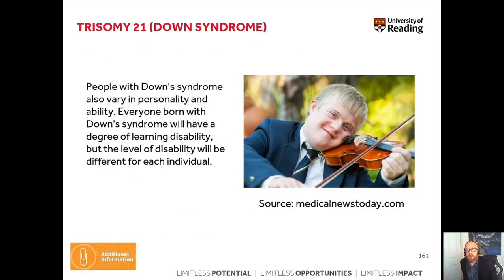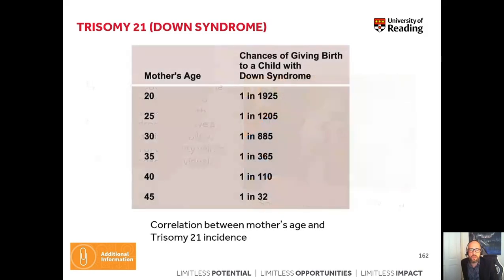People with Down syndrome also vary in personality and ability. Everyone born with Down syndrome will have a degree of learning disability, but the level of disability will be different for each individual. Interestingly, the chances of Down syndrome increase significantly with the age of the mother. If the mother's age is 20, the likelihood is pretty low, at 1 in nearly 2,000. However, if the age of the mother is 45, the risk increases to 1 in 32. So there is a high correlation between mother's age and incidence of trisomy 21.